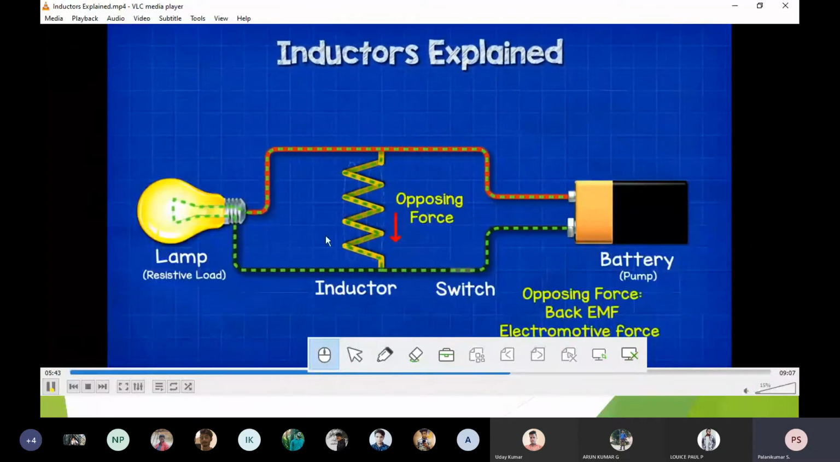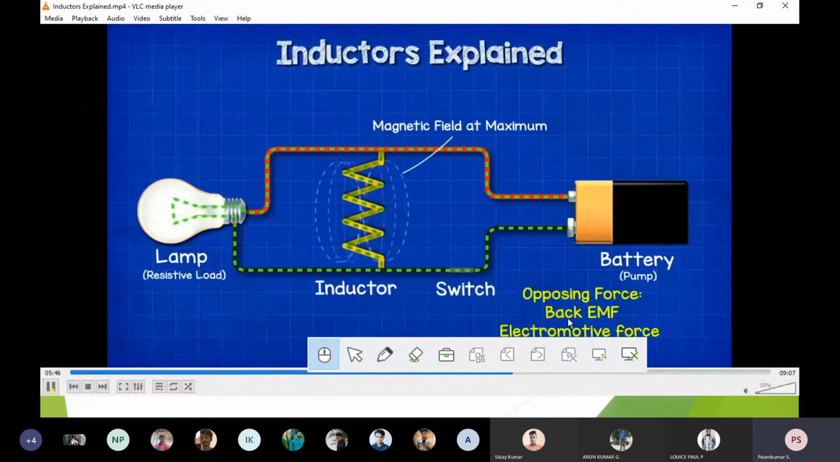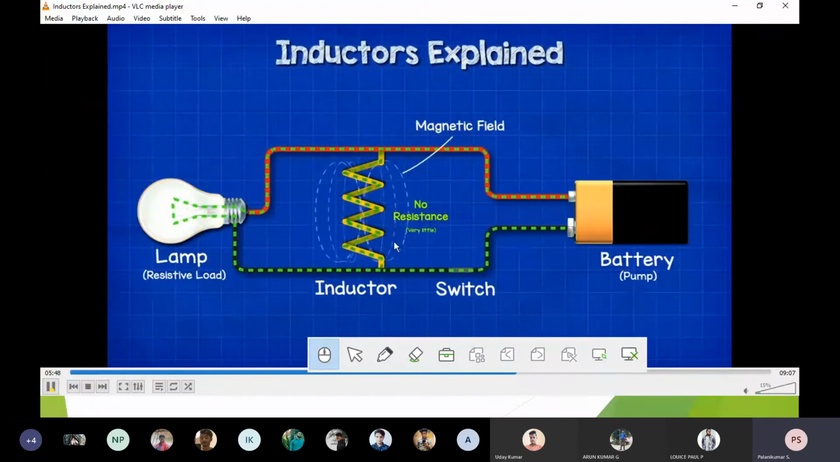Okay, so this is because of this opposing force, back EMF. Electromotive force is created. That electromotive force is applied to the lamp, and that takes care of the continuous supply to the lamp. So this is how an inductor really works.